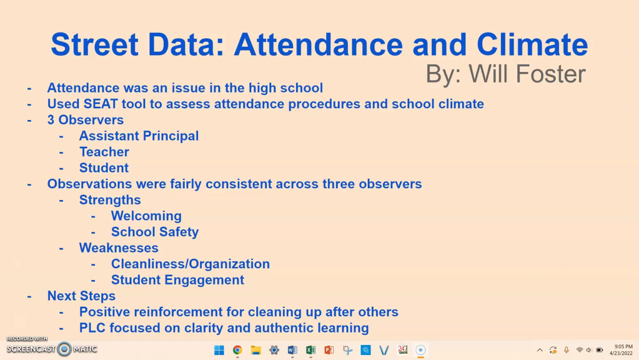Now, the second weakness was student engagement. As the observers walked around the high school, it was noted that students were on their phones and had their heads down and weren't across the board engaged in their classes.